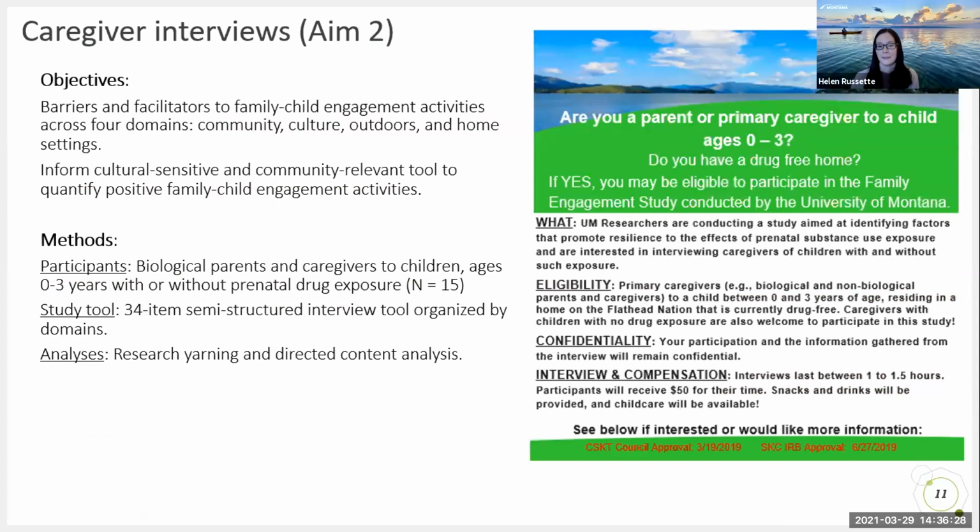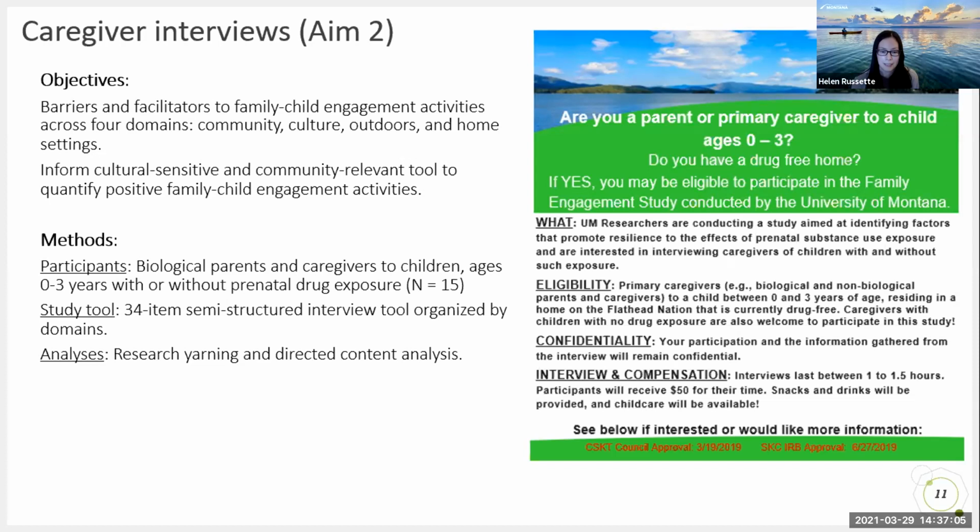So the overall objectives for AIM 2 were to identify barriers and facilitators to family-child engagement activities across the community, culture, outdoors, and home settings. And then secondly, to inform a future culturally sensitive and community relevant study tool to quantify those positive family-child engagement activities. And for methods, we recruited both biological parents and caregivers to children ages 0 to 3 years old that did and did not have prenatal substance exposure.